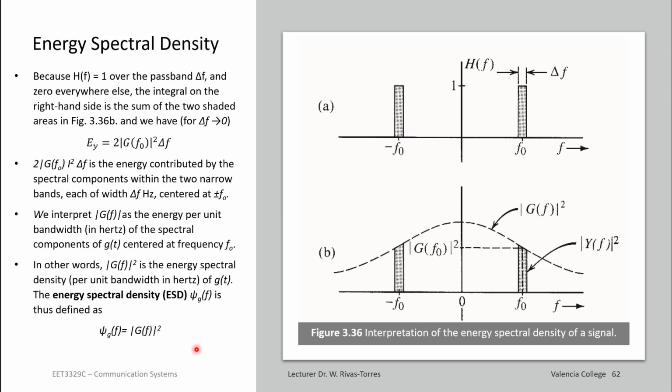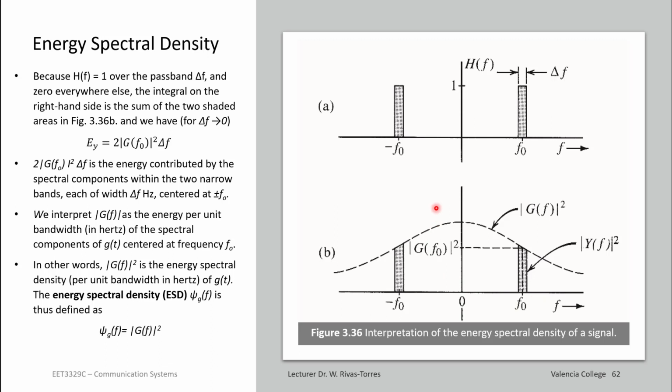Now, because we know that the magnitude of H(f) is 1 over this narrow bandwidth, we only really have to do that integral over this narrow bandwidth. And if you do all that, you end up with E_y equals 2 times whatever the magnitude squared of G(f) centered around f0 is, times delta f. So you just need to figure out your G(f), and then you just multiply the magnitude squared of G(f) times delta f, and you have a good measure of your energy.